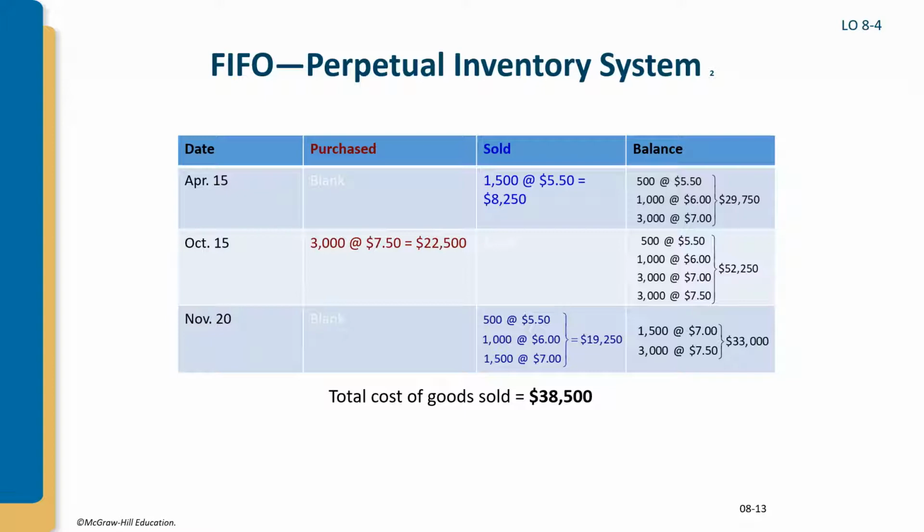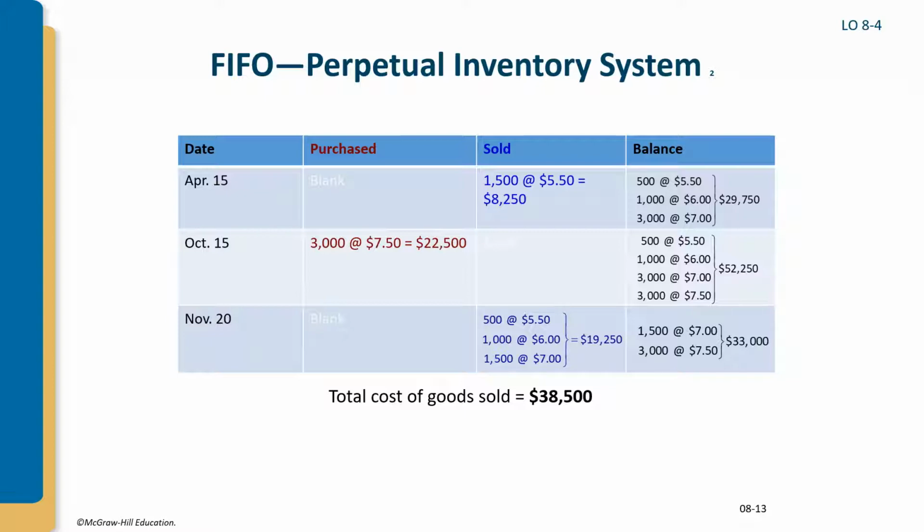Go to the next, 1,000 at $6. So the next 1,000 we sold cost us $6 each. We still have to account for 1,500 cups we sold. Well, we had a purchase of 3,000. So 1,500 of the cups that were sold cost $7 each. So we remove them oldest to newest. So cost of goods sold for this sale would be $19,250.